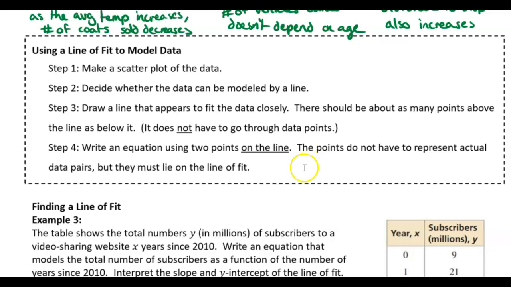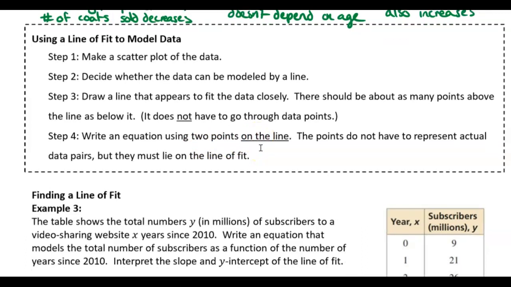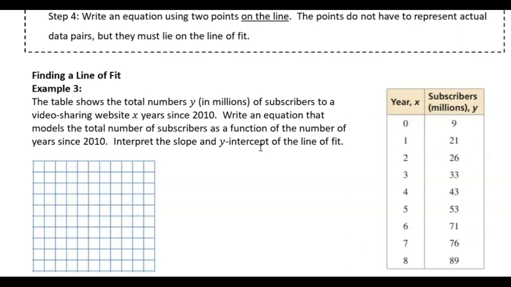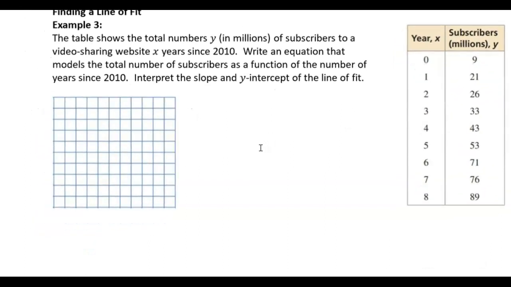So this is the part people struggle with. You write an equation using 2 points on the line. Those 2 points don't necessarily have to be actual data points. They can just be points on the line.